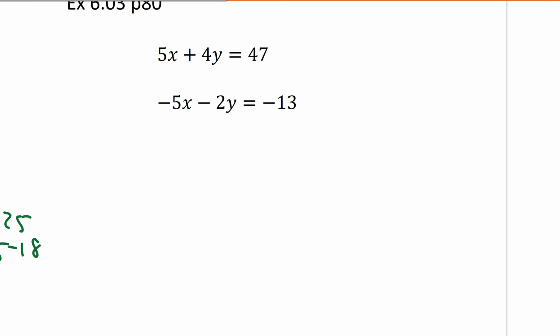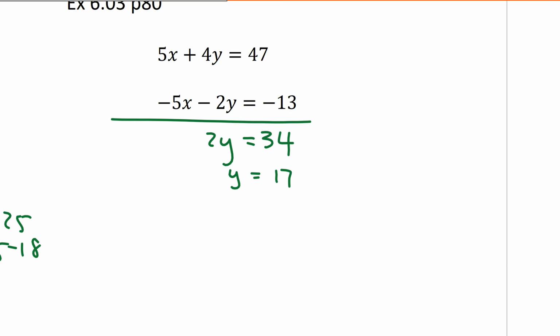If I add these two in an algorithm, what does 5x minus 5x equal? 0. So I've eliminated the x's. Okay, what about 4y adding negative 2y? 2y. If I add 47 and 13, what do I get? 34. Okay, so in an algorithm, all I've done now is I've said that 2y is 34. What's y? Divided by 2, so y is 17.